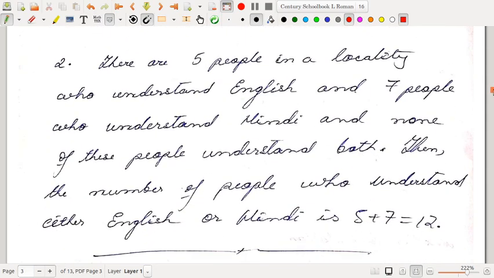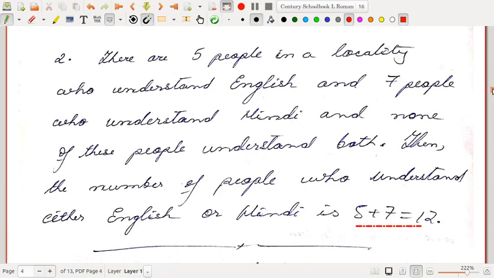Another example, let's say there are 5 people in a locality who understand English and 7 people who understand Hindi, and none of these people understand both. Okay, so there is not a single person in the locality who understands both. Then the number of people who understand either English or Hindi is what? Directly 5 plus 7, that is 12. Okay.